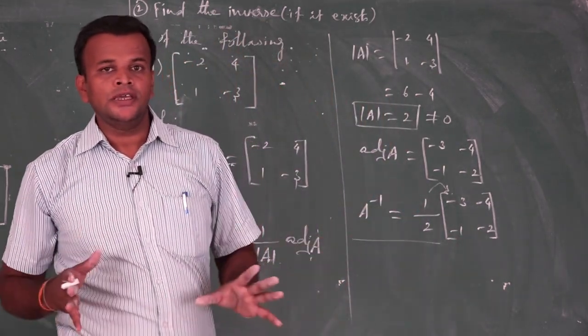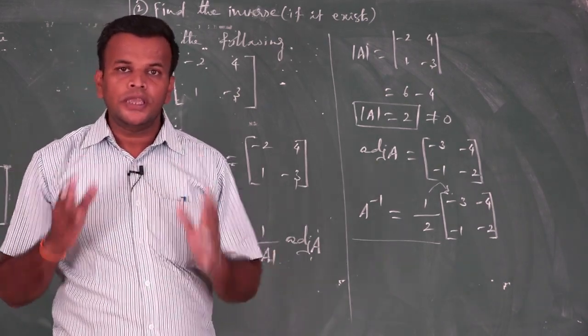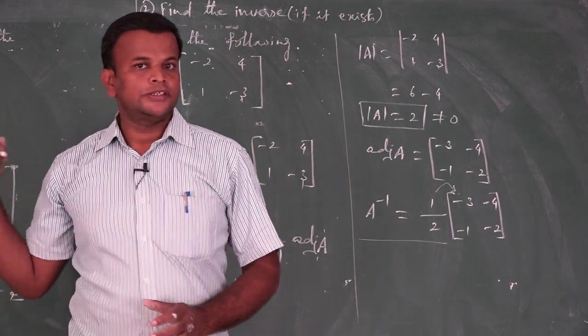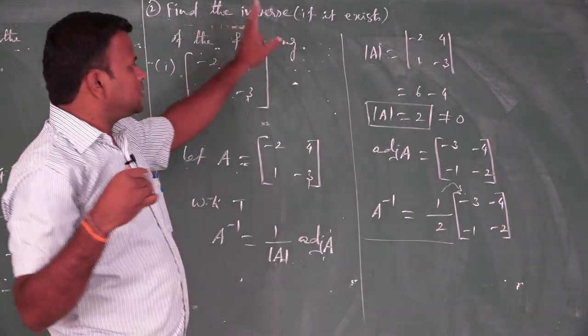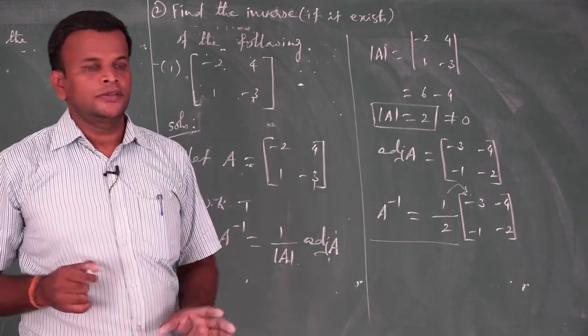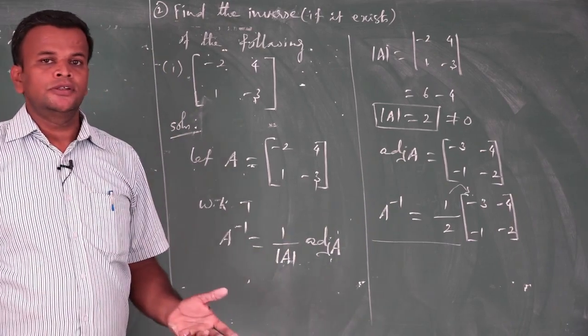So now we see how to find the adjoint and inverse of any 2 by 2 matrix. Adjoint is no problem, it's very easy. The inverse also is very easy. First we check the determinant of a 2 by 2 matrix. If it is non-zero, only then A inverse is possible.